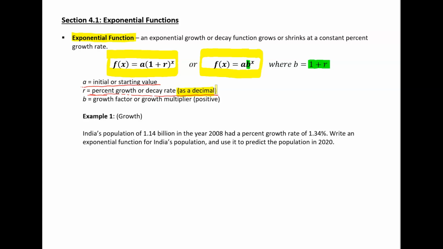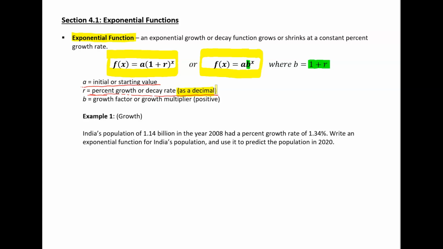And so I just want to jump right in. The best way for us to look at this is to look at given situations and then see how we can pull the data from there. It says India's population of 1.14 billion in the year 2008 had a percent growth rate of 1.34%. Write an exponential function for India's population and use it to predict the population in 2020.